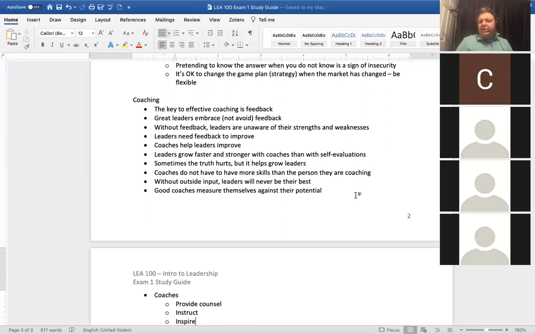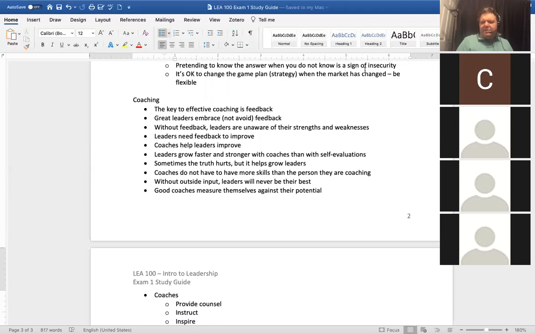So the key to effective coaching is feedback. Great leaders embrace feedback and they don't run away from it. That's a big one. A lot of people tend to not like feedback. They try to stay away. Oh my goodness, it's feedback. I'm going to hear negative stuff, right? Or something bad has happened. I know I made a mistake, so I'm going to hide. And we don't do that as leaders. We want to grow and improve that way.